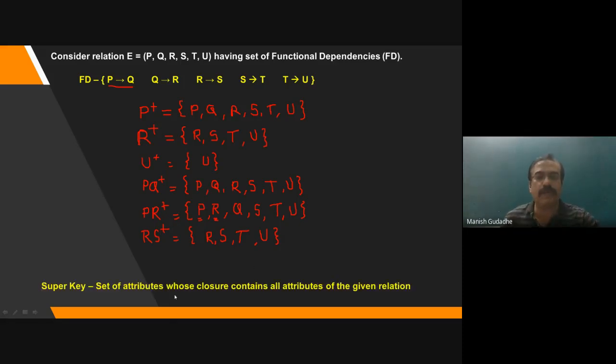A set of attributes whose closure contains all attributes of the given relation is a super key. So in this, what are the super keys? P plus, because it is addressing all. R plus is not a super key. U plus is not a super key. PQ plus is a super key. PR plus is a super key. RS plus is not a super key. Are you understanding?